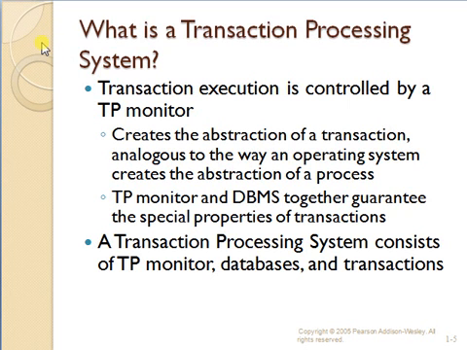Now, what is meant by a transaction processing system: the transaction execution is controlled by a TP monitor. It creates the abstraction of the transaction, analogous to the way an operating system creates the abstraction of the process. The TP monitor and the DBMS together guarantee the special properties of transactions. So the transaction processing system consists of your monitor, your database, and your transactions.